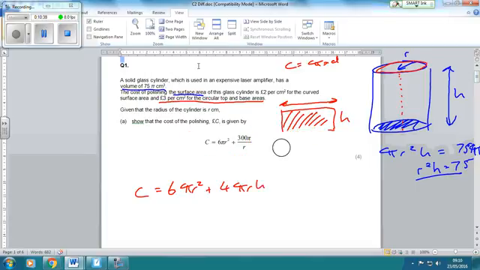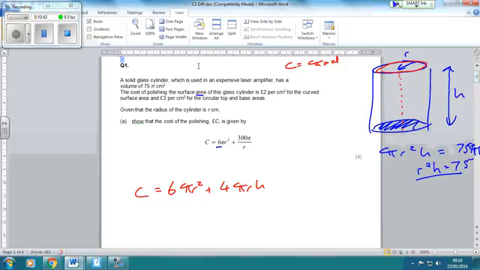Now if we have a look at what we're trying to find, 6 pi r squared maps with our 6 pi r squared there. However, this doesn't include this, and the reason being is that this one up here doesn't involve h, and this one does. What we know from the other thing they gave us is that r squared h equals 75, so we can rearrange this to get h equals 75 over r squared, to substitute in and get rid of the h.